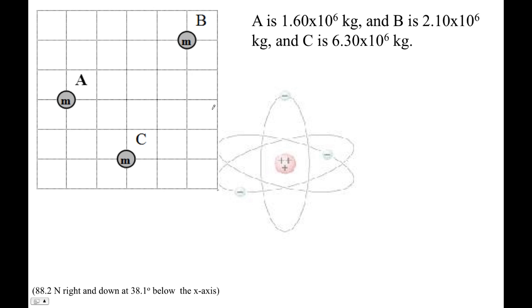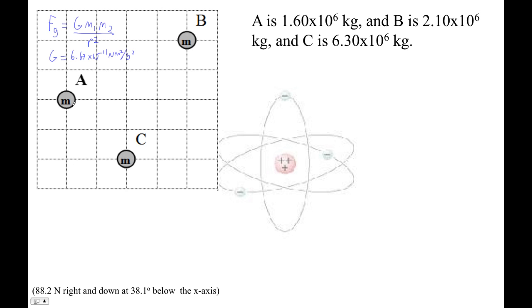Alrighty, so this is a force of gravity one. Of course for the force of gravity, we're going to use G m1 m2 over r squared. And G is of course going to be 6.67 times 10 to the minus 11th newton meters squared per kilogram squared. Remember that gravity is always attractive.